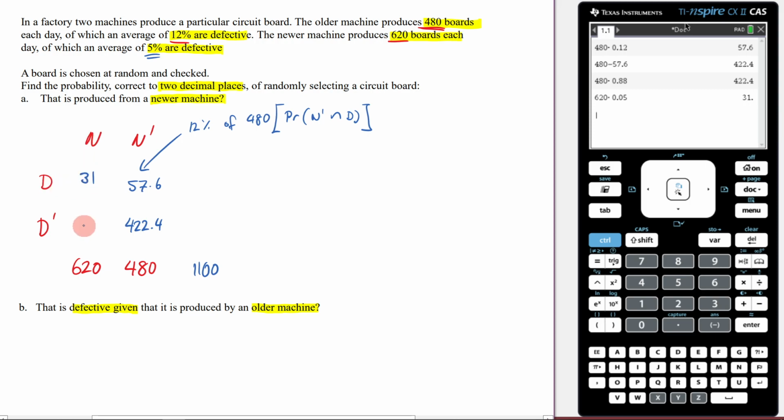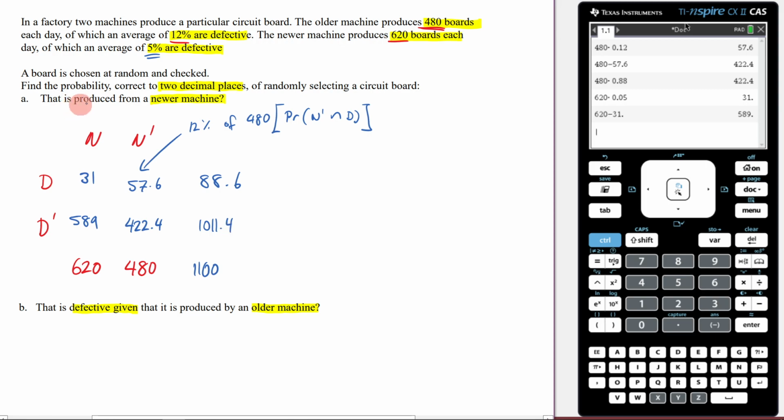And then how many are not defective? Well, I'm just going to go 620 minus the 31 that are defective. And that means 589 are not defective. 589, perfect. And now I can add these together. So 31 plus 57.6 is going to be 88.6. And this will be 1011.4. So as you can see, by adding them up, I can get it.